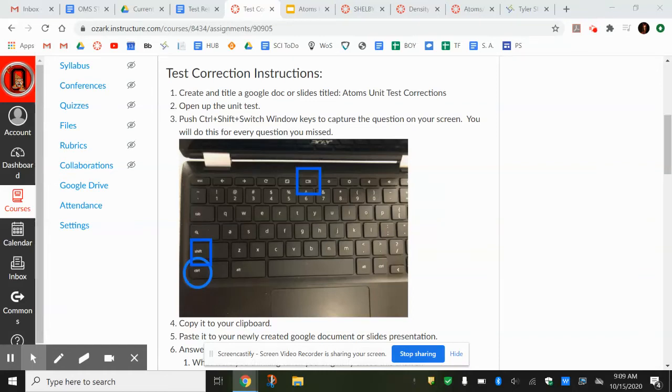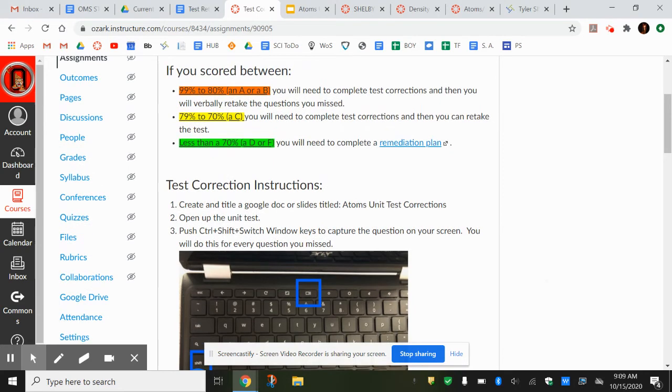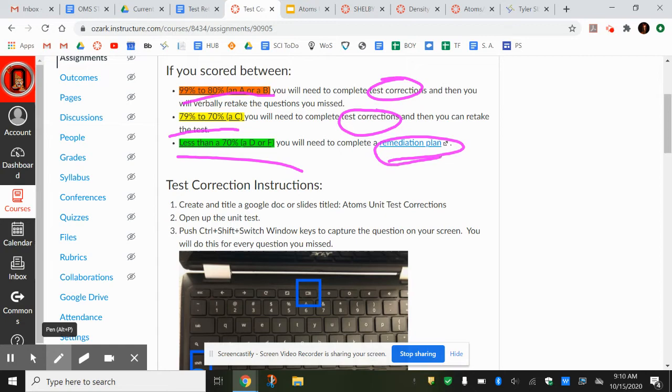Hey guys, just wanted to go over test correction instructions for you all. These instructions will be the same for any test we take in 7th grade science. So anytime you're not happy with your test grade, keep in mind whether you got an A, B, C, D, or lower, the very first step is test corrections. Even on the remediation plan, test corrections are on there. So let's go over those.